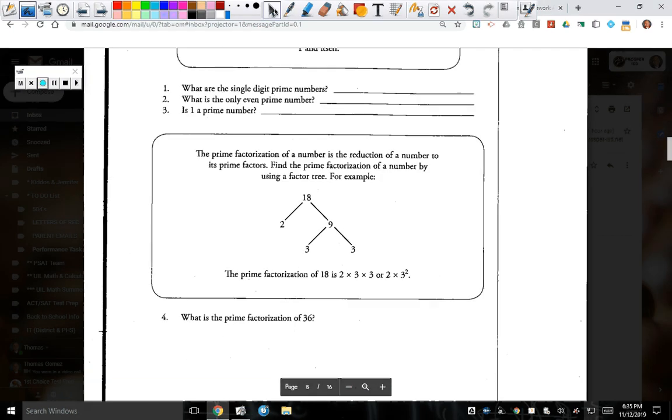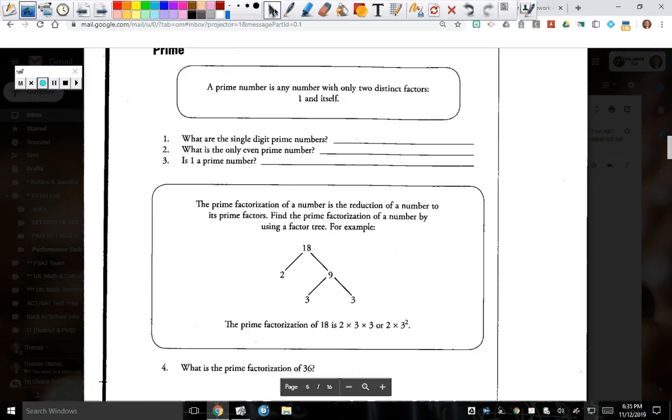Alright, so here we go. We're going to look at prime factorization. Just a fancy word that means to break something down. Break it down. It looks big, it looks giant, I'll break it down. Okay? So I'll break it down to 2 and 9. Then I can break down the 9 into 3 and 3.